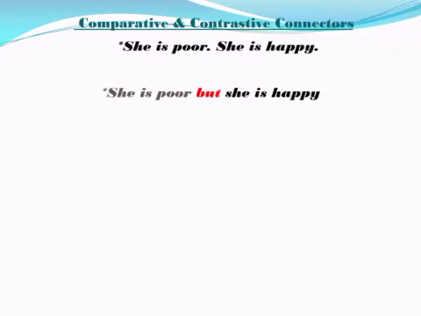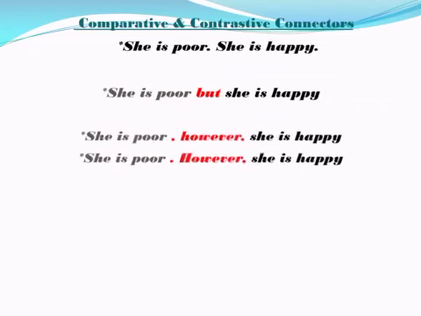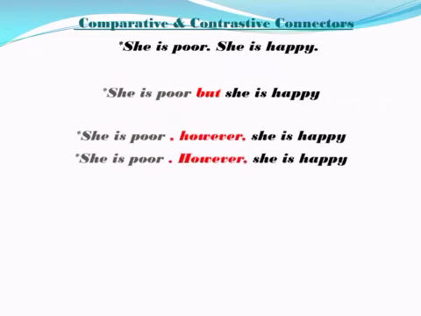I have two sentences here also. She's poor, she's happy. We can say she's poor, but she's happy. She's poor, however, she is happy.